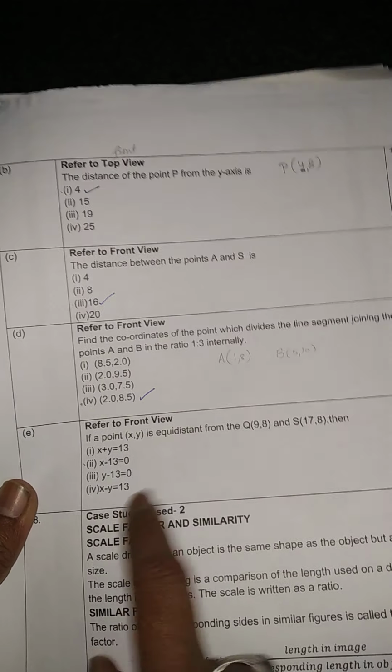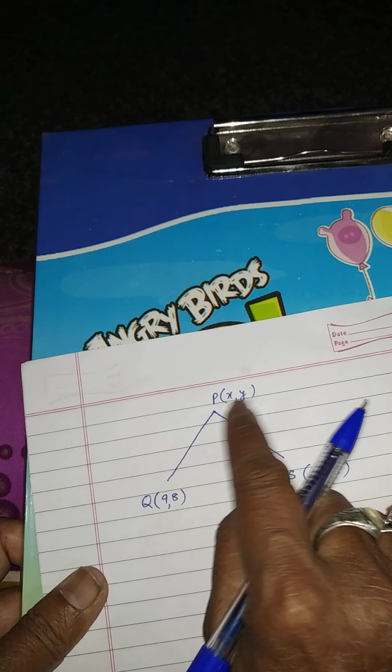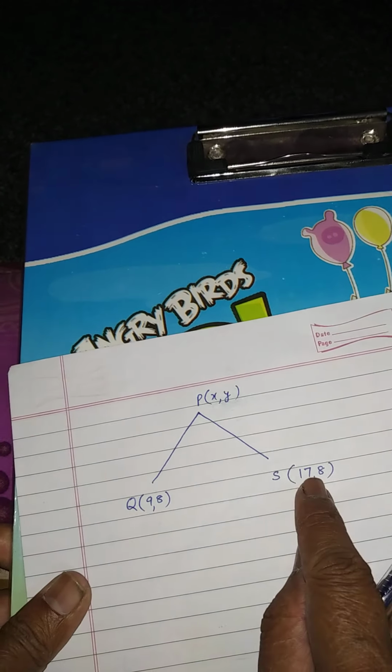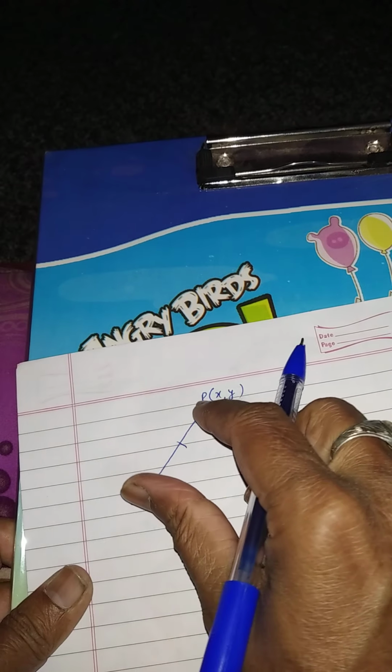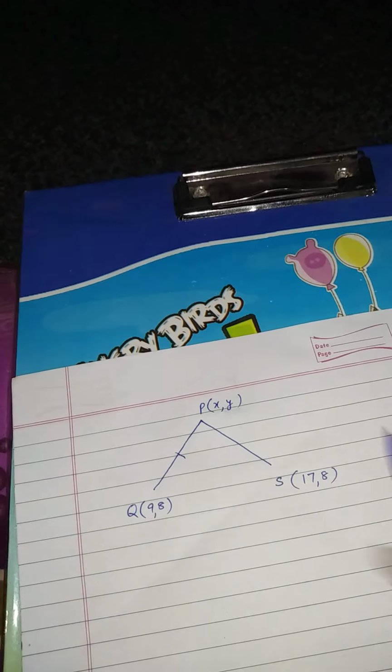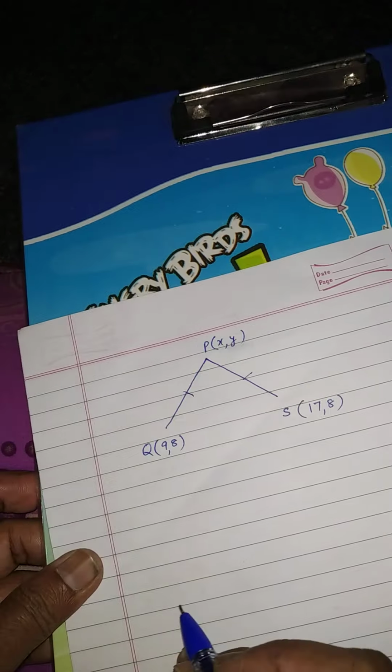Suppose this is point P, whose coordinates they have given as x and y, and this is Q and this is S, and this point is equidistant from Q as well as S. So the distance between these two and the distance between these two are equal. So we will use the distance formula. Here, first we will calculate PQ.